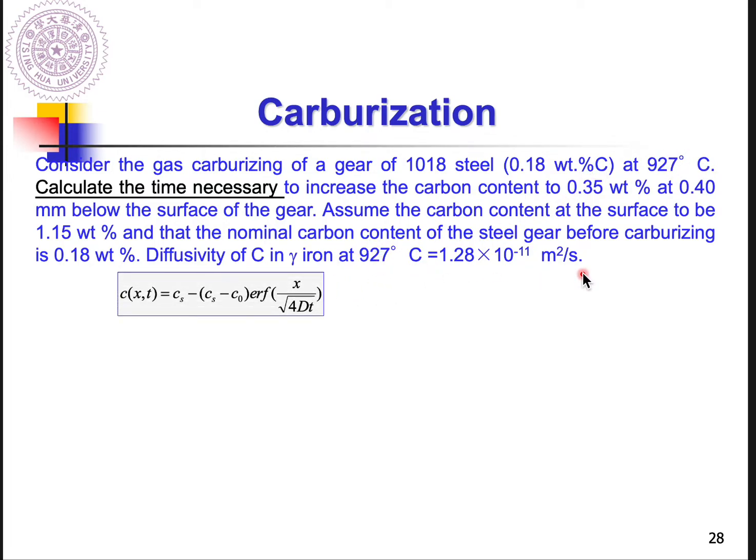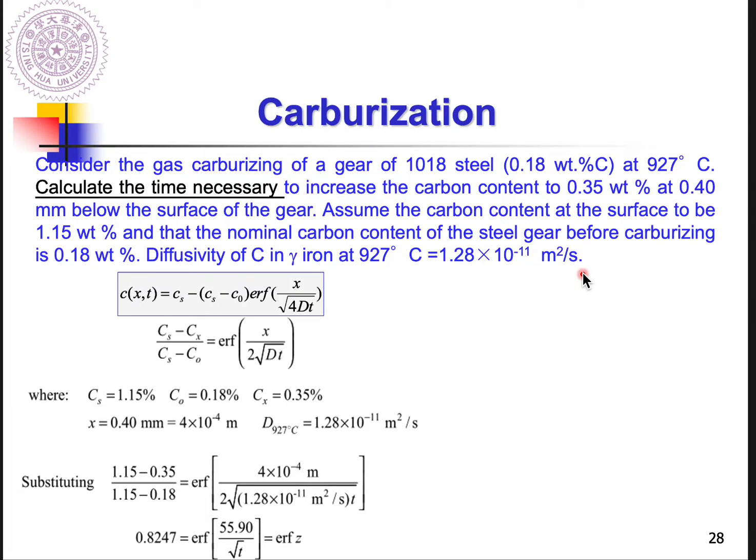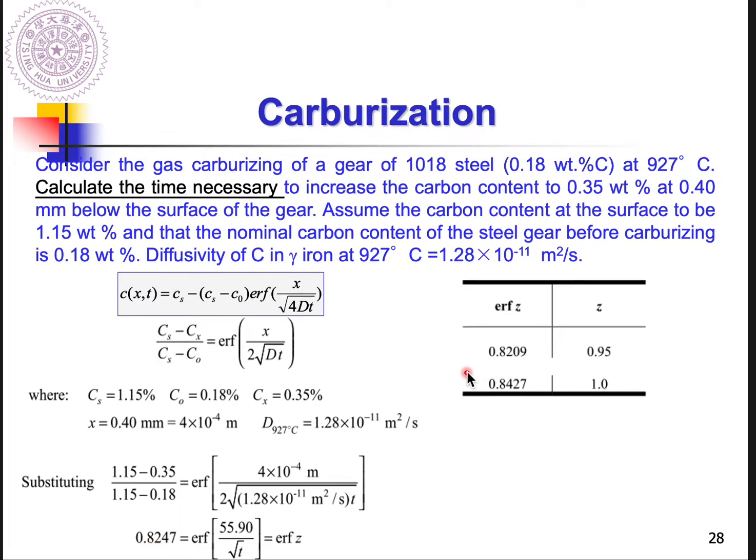We just take the solution we derived in the previous case, put all the information in, and after a simple calculation, you can get the error function value, which equals 0.8247. When you check the table, you find that 0.8247 lies between these two error function values, so you need to use the interpolation technique.